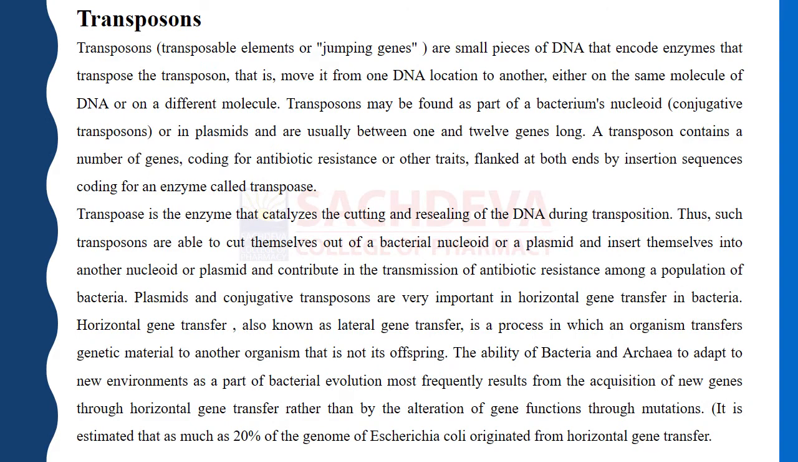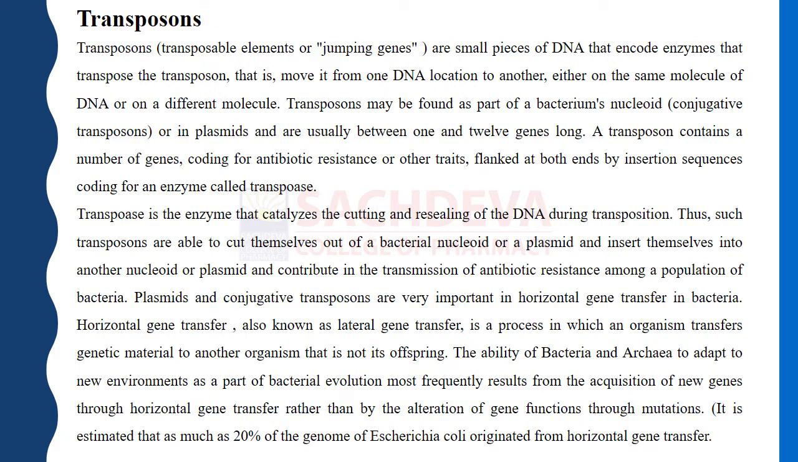Transposons. Transposons, or transposable elements, or jumping genes, are small pieces of DNA that encode enzymes that transpose the transposon. That is, they move it from one DNA location to another, either on the same DNA molecule or on a different molecule. Transposons may be found as part of the bacterial nucleoid, as conjugative transposons, or in the plasmid, and are usually between 1 and 12 genes long.